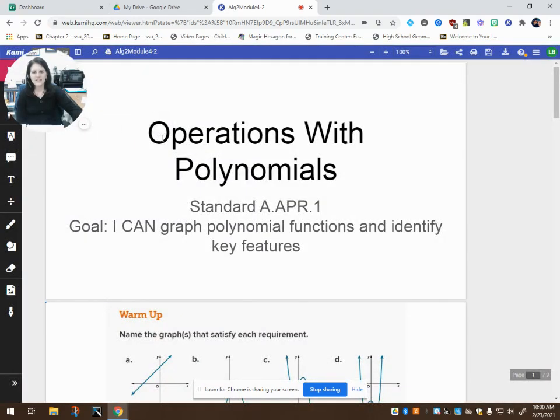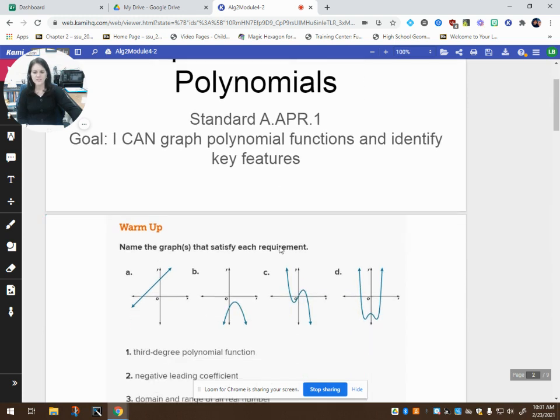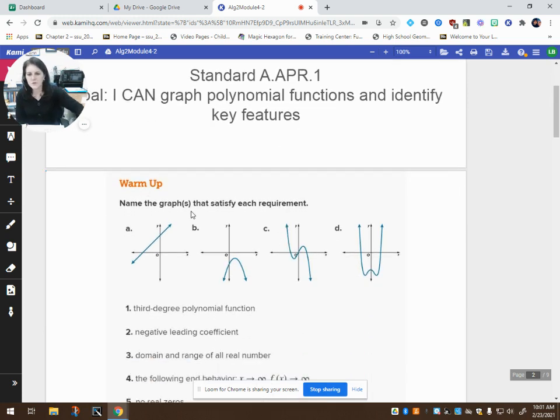Hey guys, today's lesson is operations with polynomials. And the goal is by the end of this lesson, I want you to be able to say, I can graph polynomial functions and I can identify key features. So to begin the lesson, we're going to do this warm up.